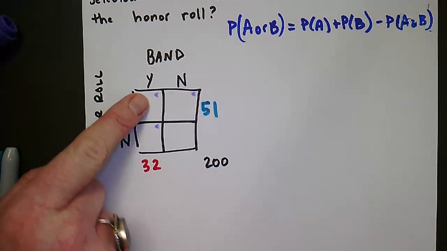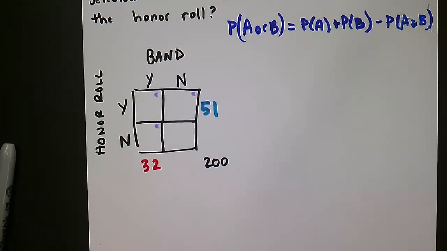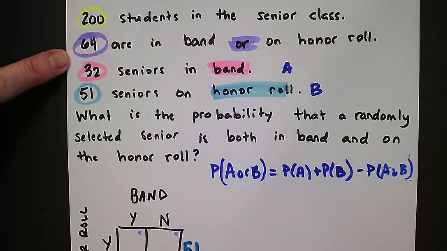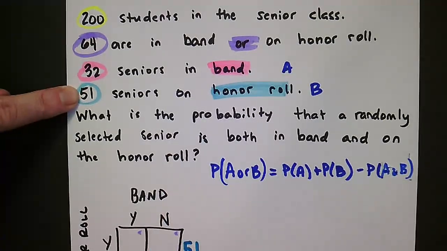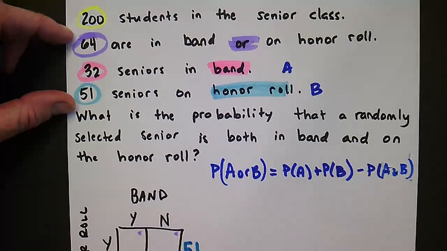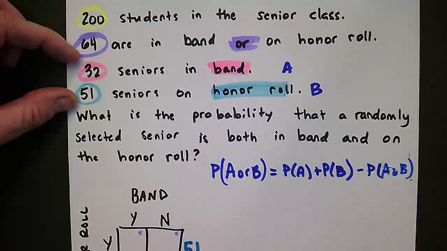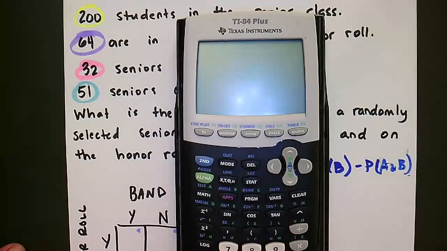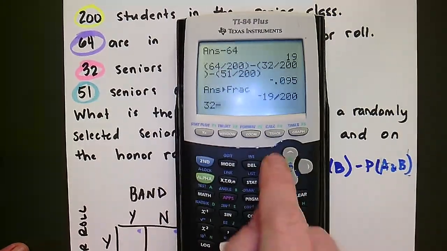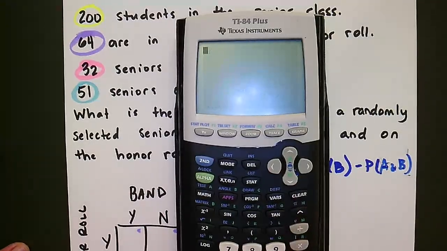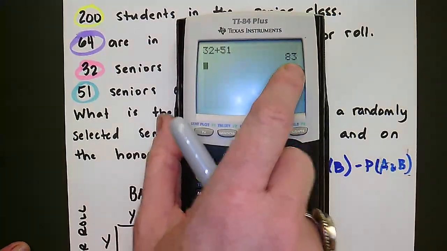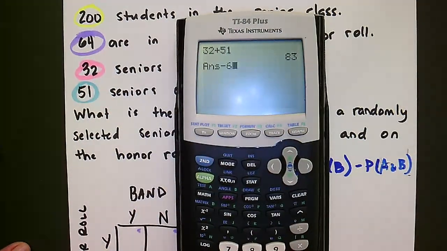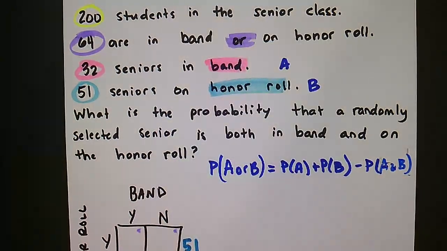This is answering my question, this out of 200. So the fact that I have 64 being in all of them and 32 are their marginal totals, I want to find out how far apart those numbers are, because how far apart they are is going to give me my double count. 32 and 51 together is probably not 64. Let's see, 32 plus 51, 83. So that's definitely higher than 64. How much higher? 19. So that's what I double counted when I looked at the OR number.